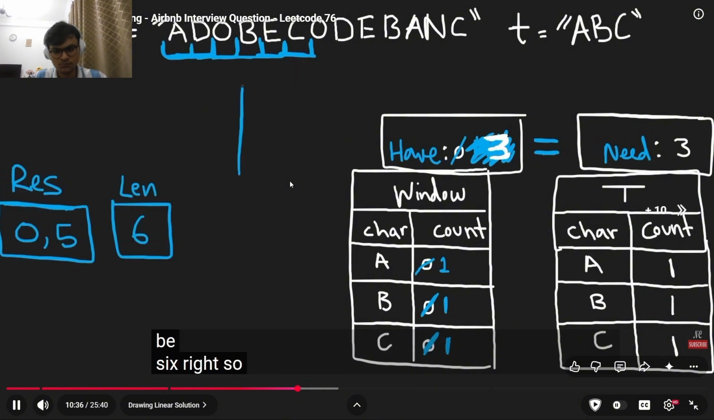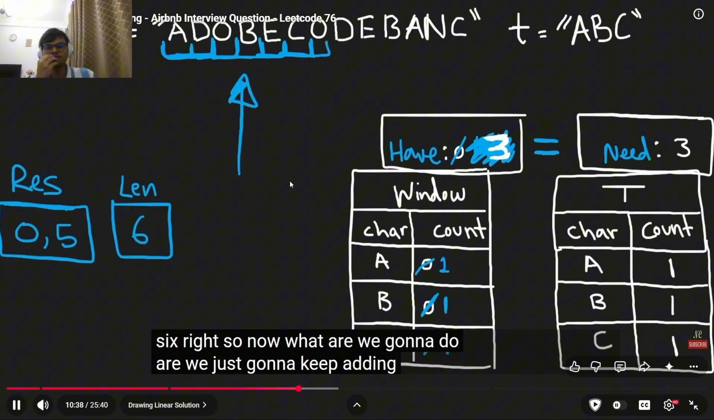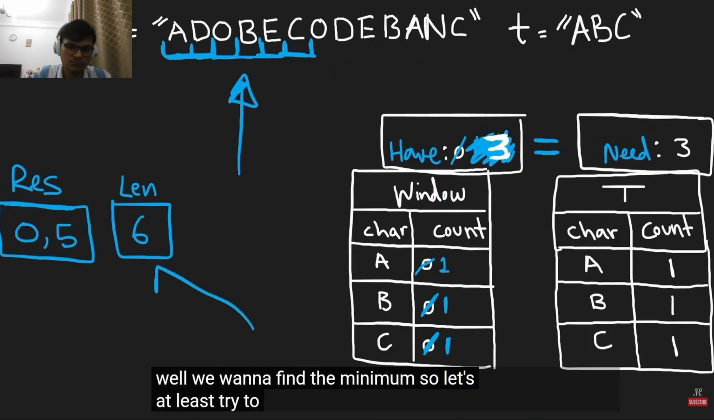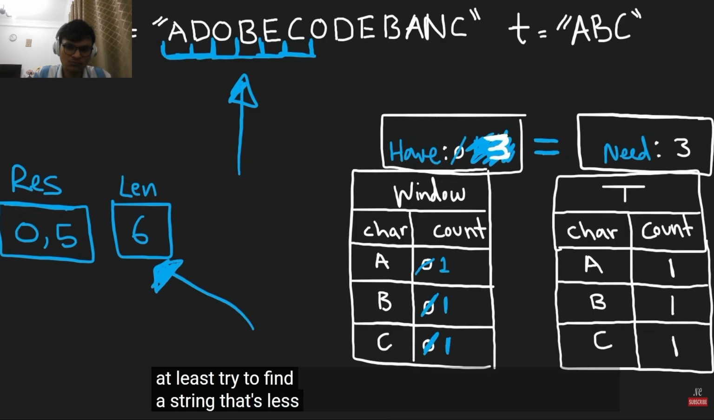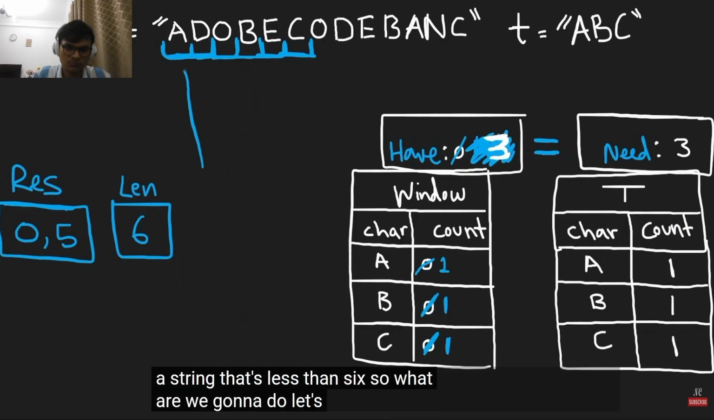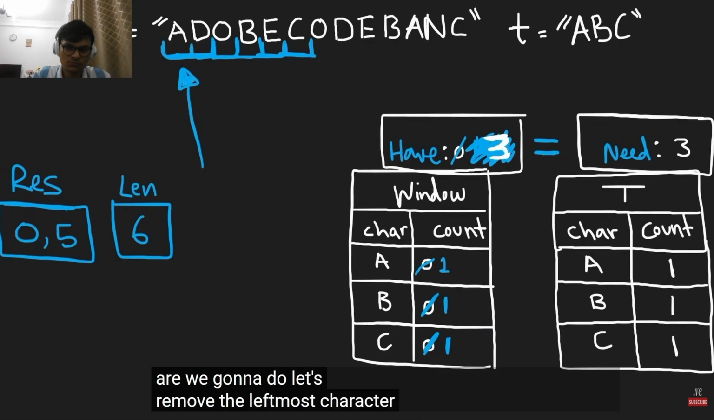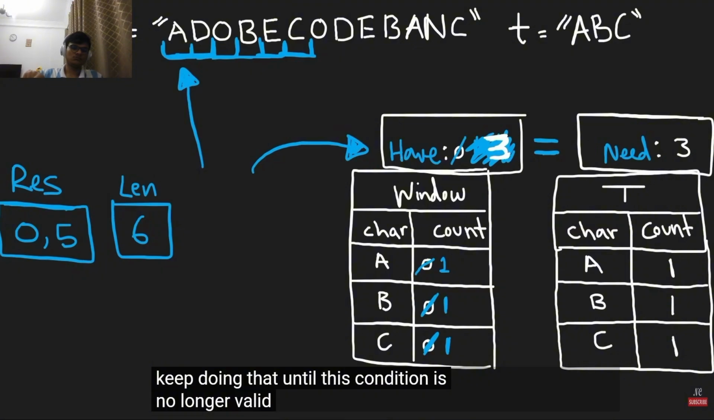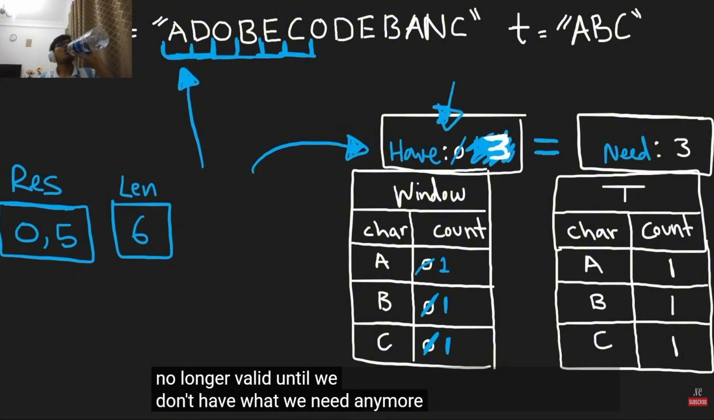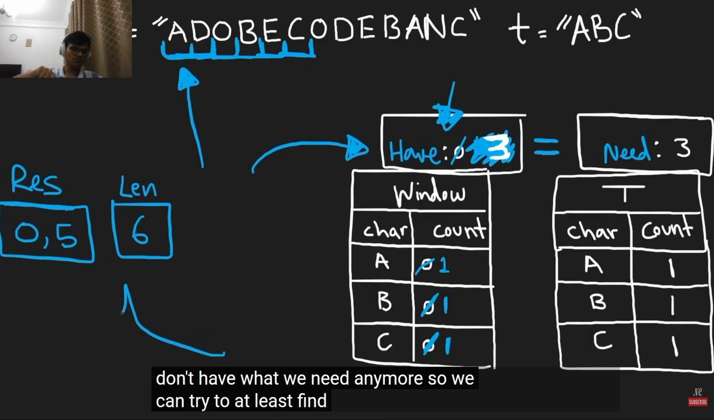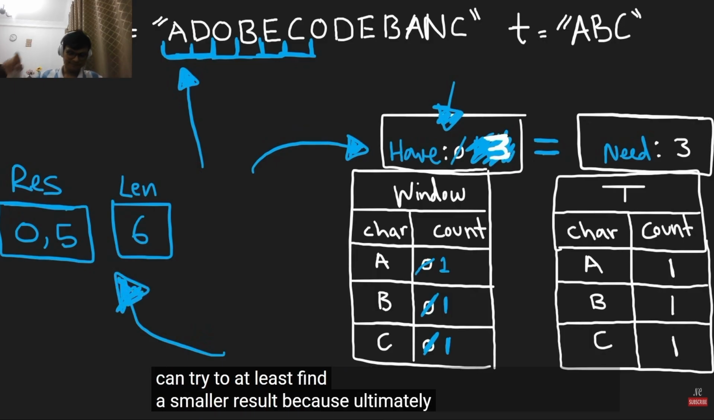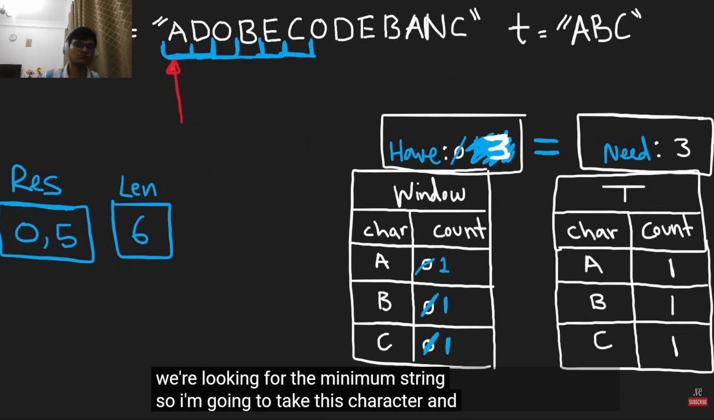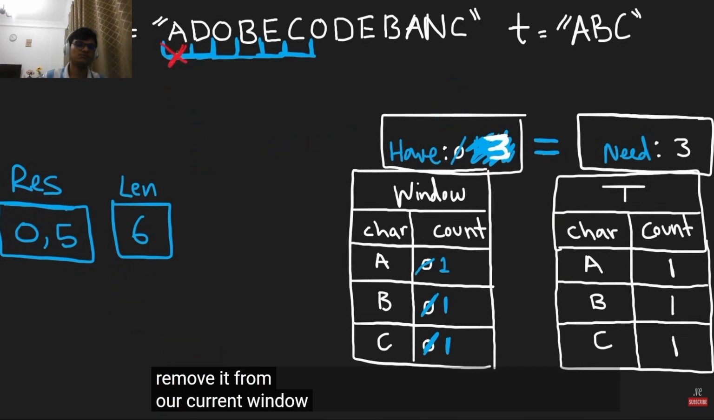So now what are we going to do? Are we just going to keep adding elements again and again? Well, we want to find the minimum, so let's at least try to find a string that's less than 6. So what are we going to do? Let's remove the leftmost character and keep doing that until this condition is no longer valid, until we don't have what we need anymore, so we can try to at least find a smaller result, because ultimately we're looking for the minimum string. So I'm going to take this character and remove it from our current window.